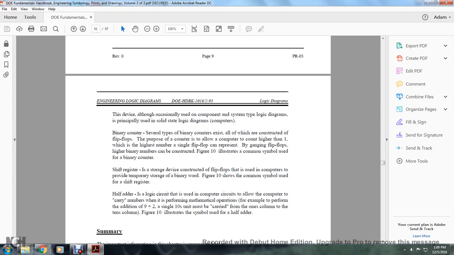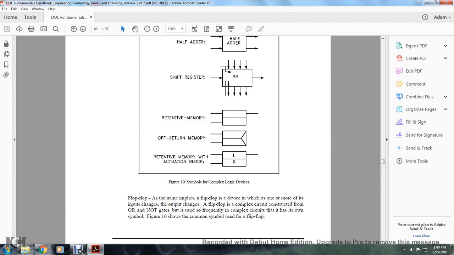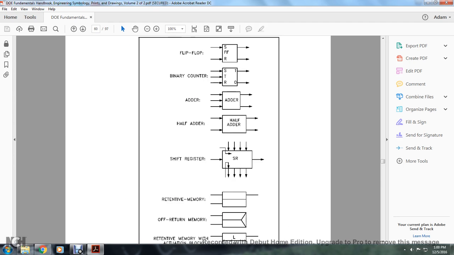The shift register, constructed from flip-flops, is used with the controller to provide temporary storing of a binary word. Figure 10 shows the common symbol for the shift register. This makes a binary word right here.